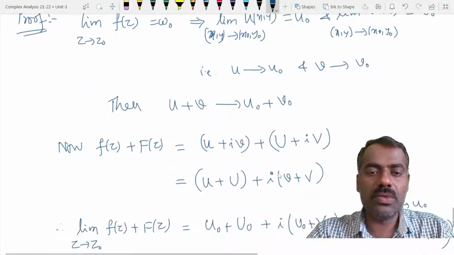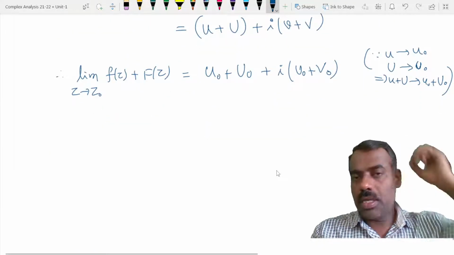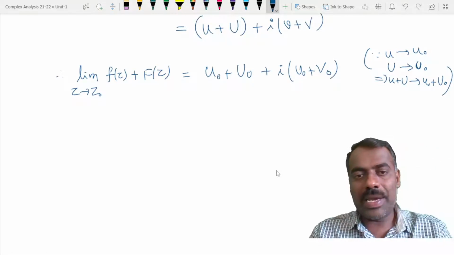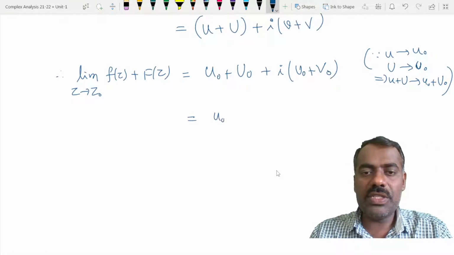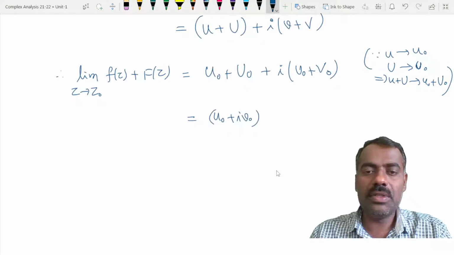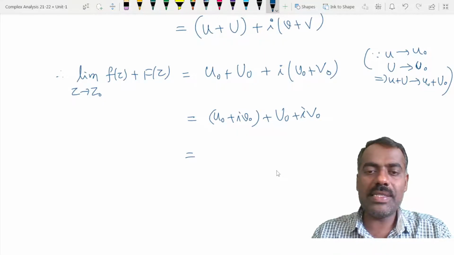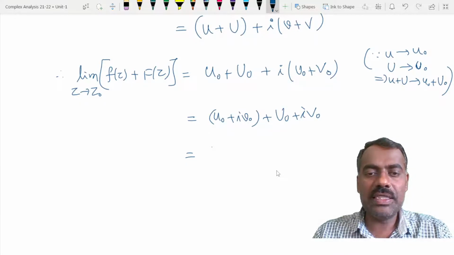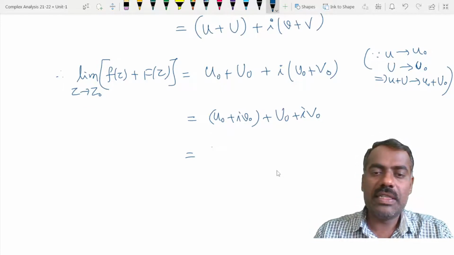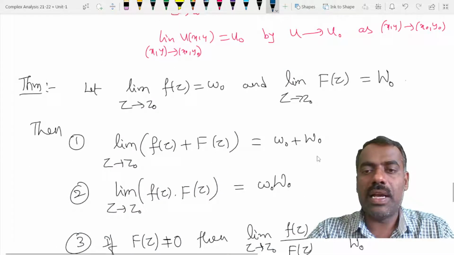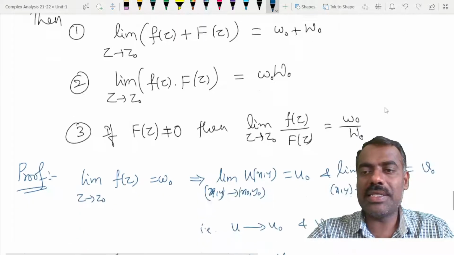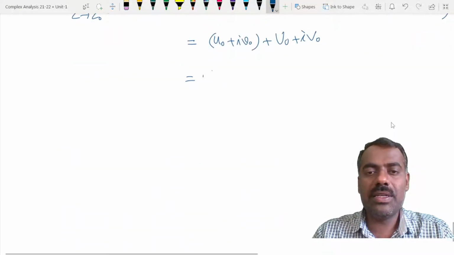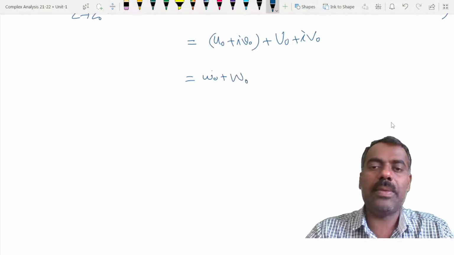Yes or no? But this is the same as if you rewrite this one, which is u naught plus i times v naught, plus capital U naught plus i times capital V naught, which is again the same as this. This is what? Limit of small f of z plus limit of capital F of z, which is w naught, and this is capital W naught. Okay, so this is the same as w naught plus capital W naught, right?